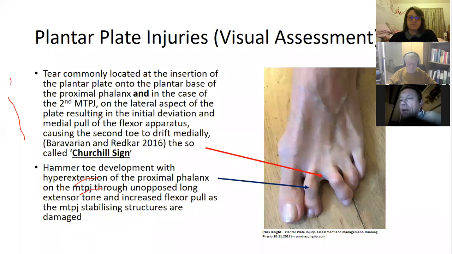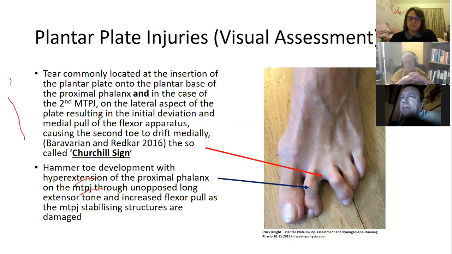Okay, here we go. This is a classic visual sign. This is known as the Churchill sign. If we look at Mr. Churchill there, his famous Victory V sign, this happens in the toes, and it most commonly happens when there's been a plantar plate tear. You can have it also if there's been a collateral ligament tear, but much less common. Most likely to be a plantar plate tear, possibly with a collateral ligament tear. So, now this is the interesting part, look at this second toe. Look how it deviates medially toward the hallux.